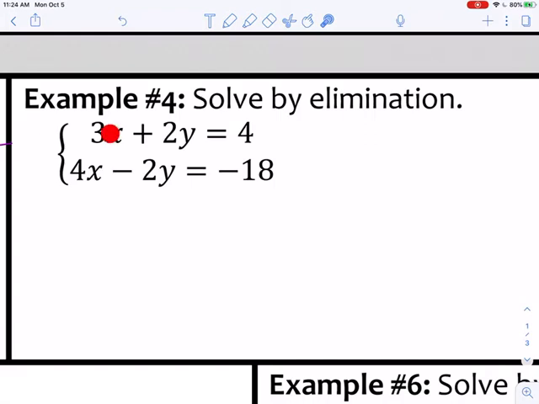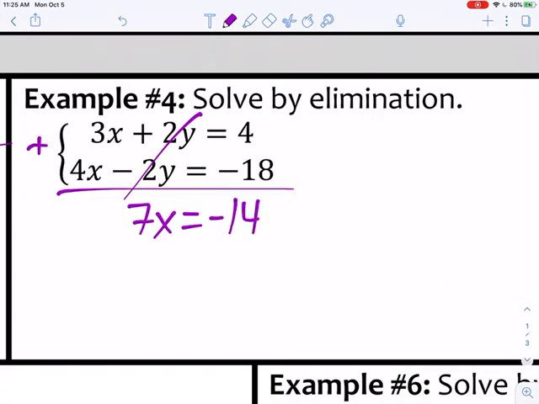So I'm looking at this equation. My 3 and my 4 are not the same number, so I can't eliminate those. Ooh, 2 and 2, that works. And I've got opposite signs, 1 plus, 1 minus. So that means I can add my equations. That's going to eliminate these because 2 plus a negative 2 is 0. Then I'm going to do 3x plus 4x is 7x equals, don't forget to add these as well, 4 plus negative 18, so that's negative 14.